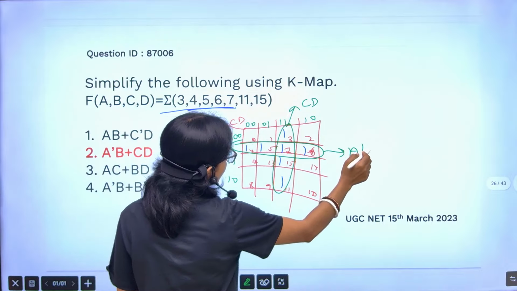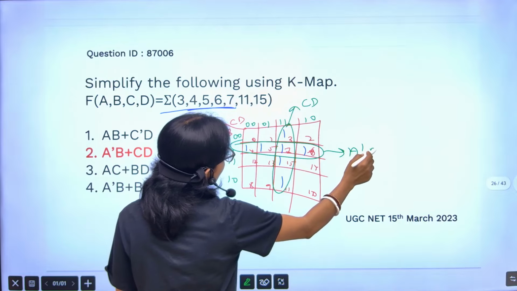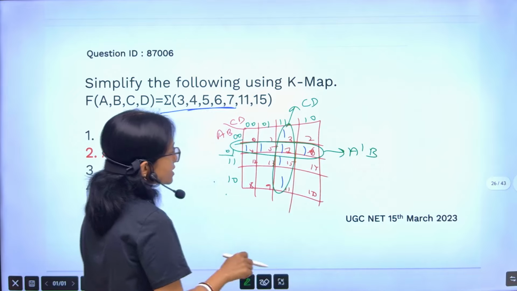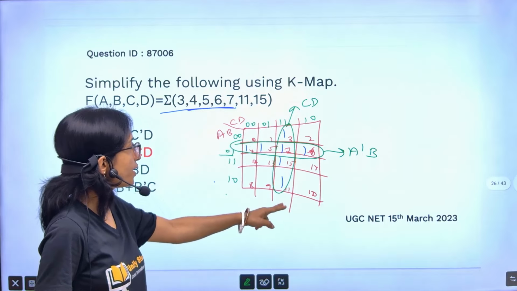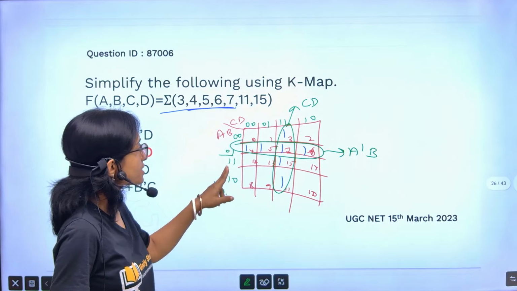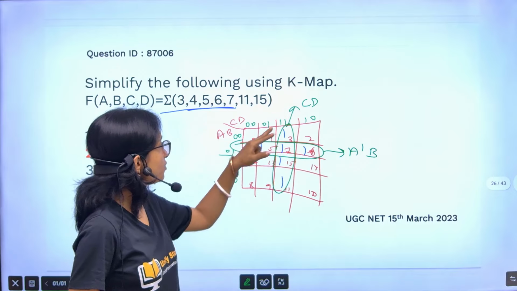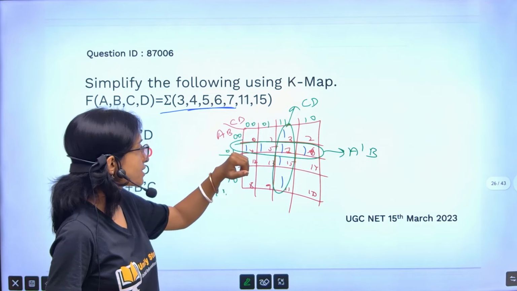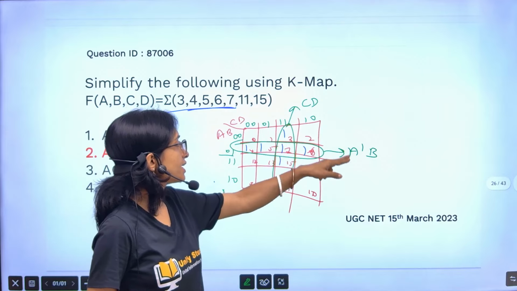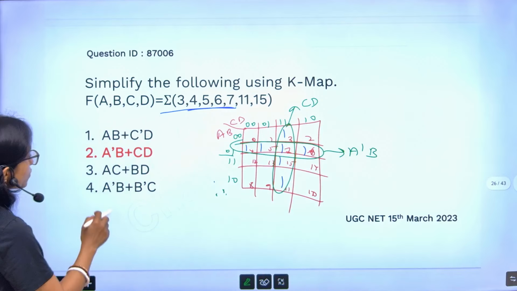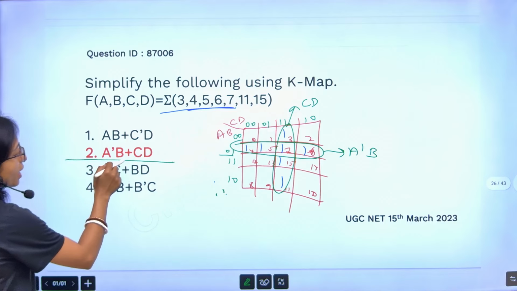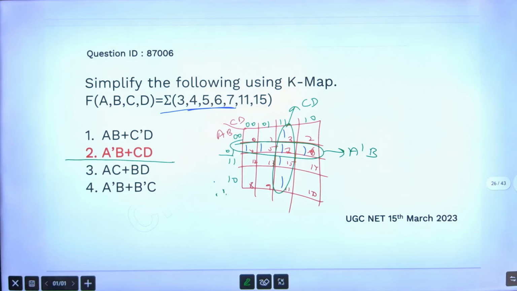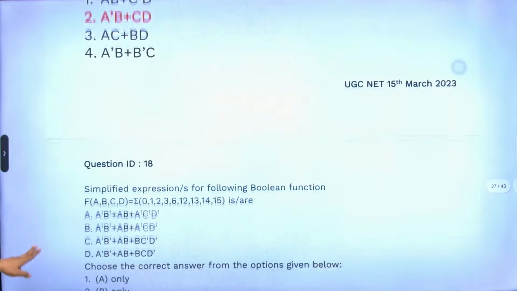I will get A bar B here, and all CD cancel because the total row is involved, that's why AB cancels. Total column is involved, that's why CD cancels. So here I am getting CD, here I am getting A bar B. So the final answer is A bar B plus CD. Got it? That's why option 2 is the correct answer.